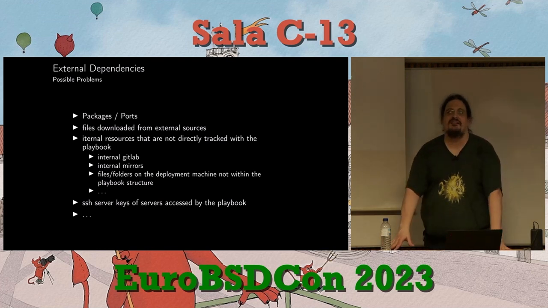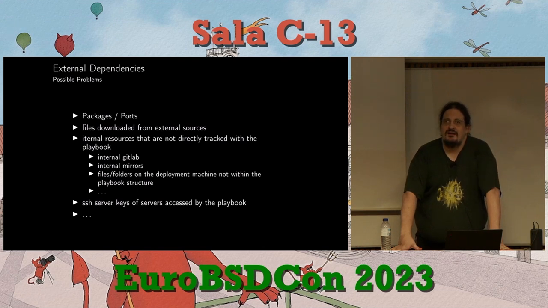One thing that is quite important, if we are talking about getting the same results every time: are your steps depending on external resources? And external in this case means external to your playbook and/or the repository that you have your playbook in. That might still be some internal GitLab repository where you might get a different result because somebody changed something there.